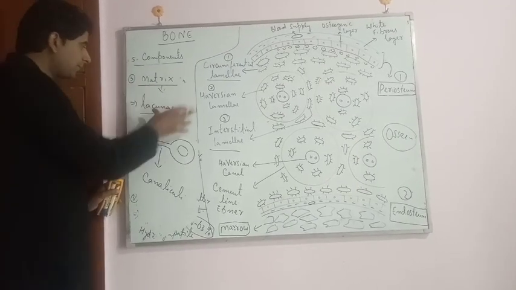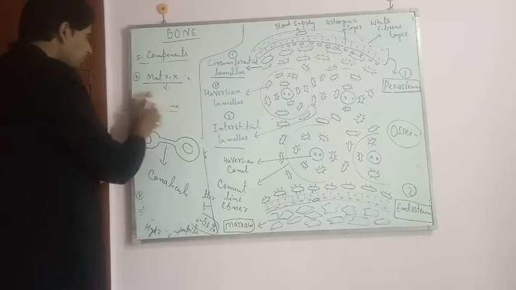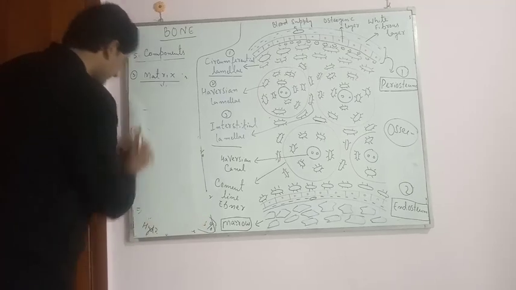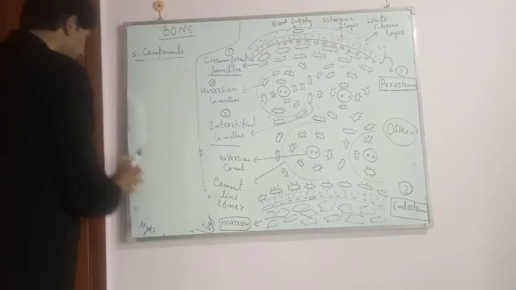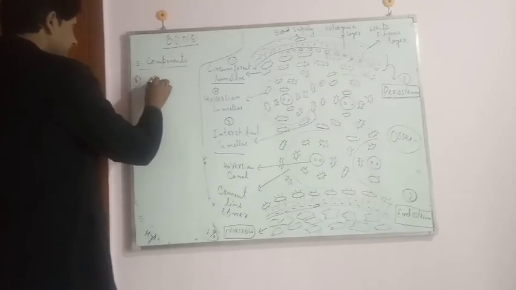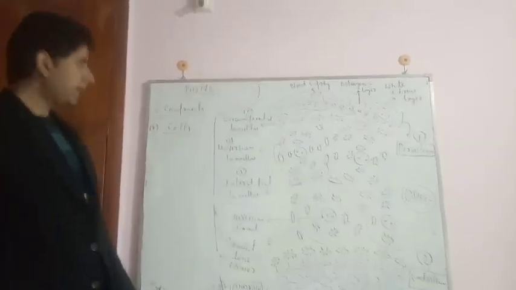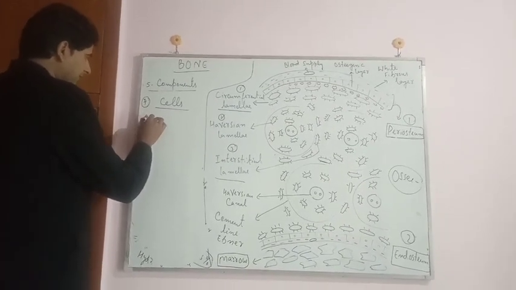So this was all about the matrix. Now moving towards the fourth component of the bone, that is the cells. As you know, the cells are the living components of the bone, and in the bone there are 4 types of cells.